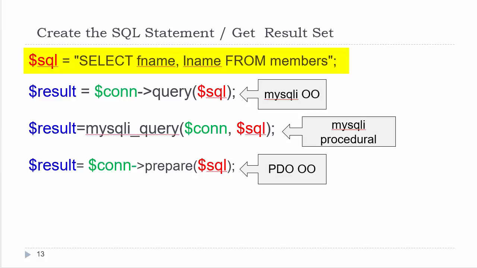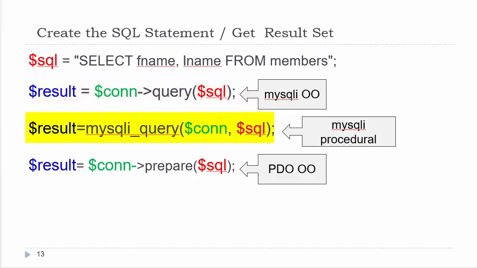So now we store our SQL statement in a variable. And we're going to execute that query using the connection object and store it in a variable, which is essentially your result set. So here, using the MySQL object-oriented approach, we have the connection object. We're passing it the parameter, which is our SQL statement.